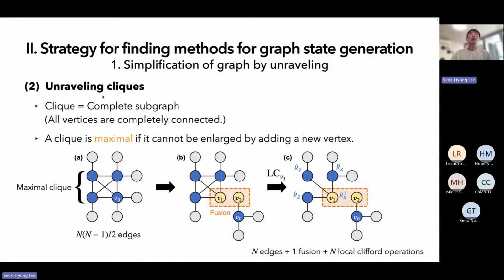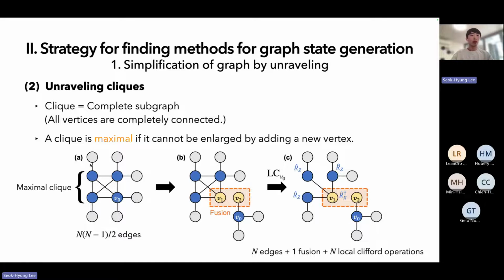And the second unraveling scheme is for cliques, which means the complete subgraphs where all vertices are completely connected. We call a clique maximal if it cannot be enlarged by adding a new vertex. So in this example, these three vertices form a clique, but it is non-maximal since if we consider this additional vertex, then it can be enlarged. But these four vertices form a maximal clique because it cannot be enlarged.